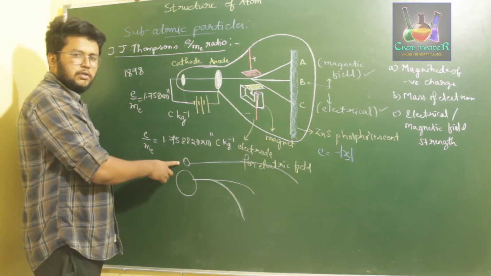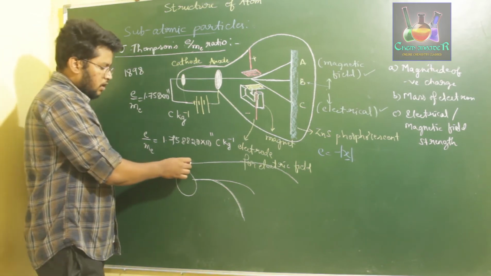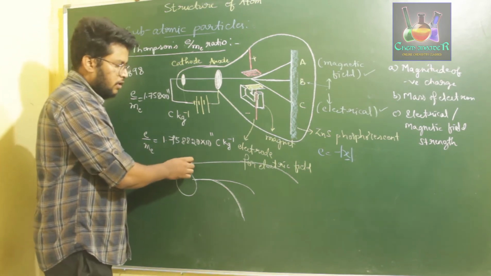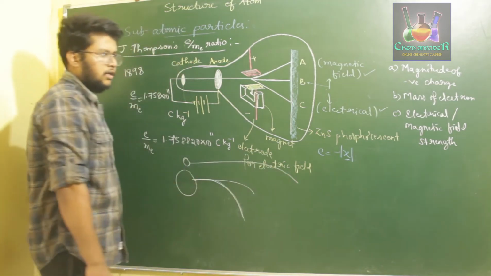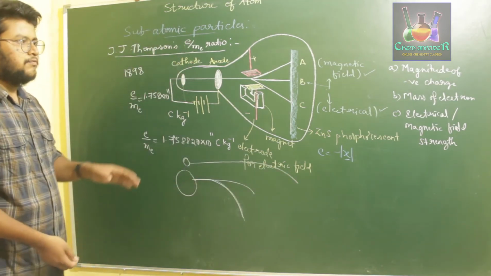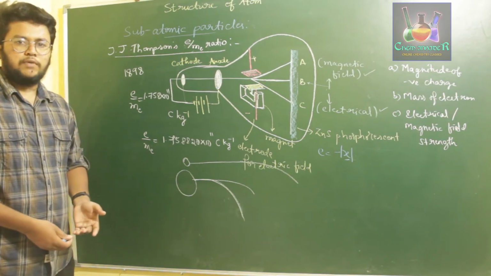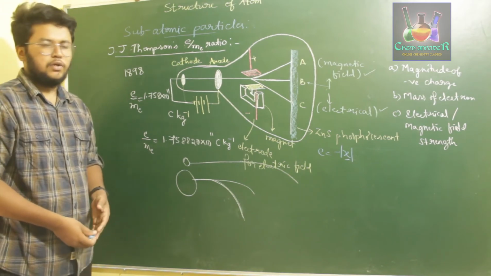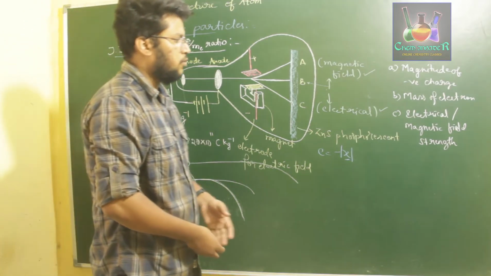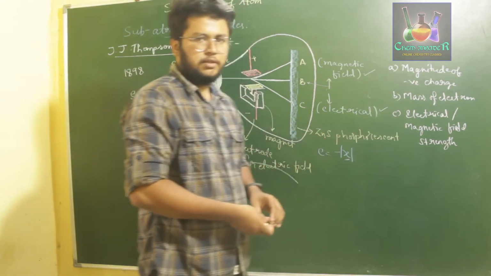In case the size is small, the mass of the atom will be small, therefore the amount of deflection will be high. So depending upon that, he said that if the mass is greater, then the amount of deflection will be lesser. Okay. Next, he also talked about the electrical and magnetic field strength.